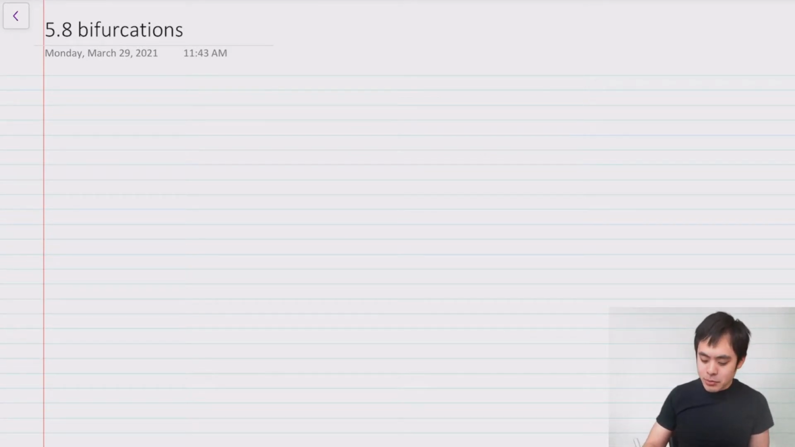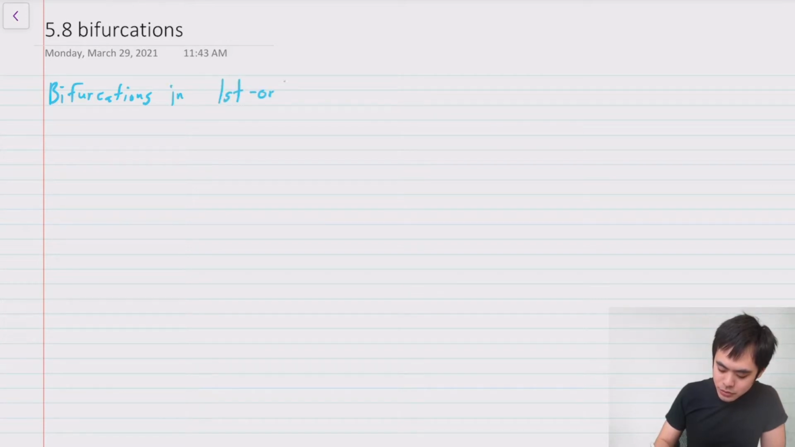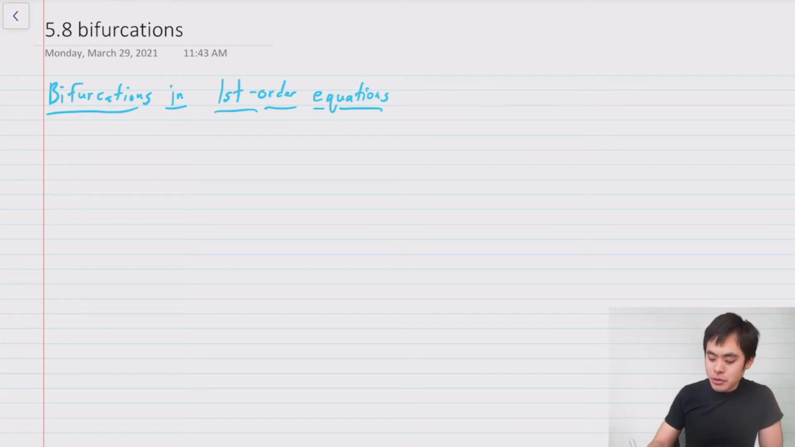So let's go ahead and get started by just looking at first order equations. So not systems of equations, just single first order equations. Bifurcations in first order equations. And it turns out that this is going to look very, very similar to the bifurcations in first order difference equations. Let me make that clear. Differential equations.